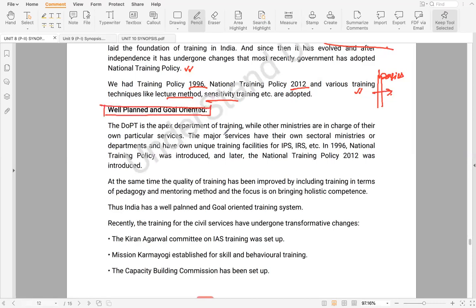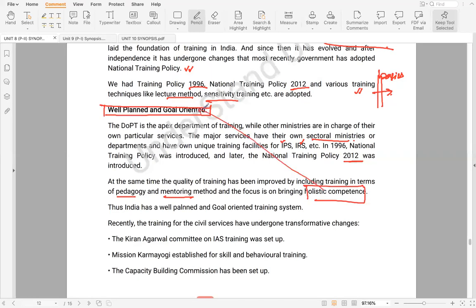The DOPT is the apex department of training, while other ministries are in charge of their own particular services. The major services have their own sectoral ministries or departments and have unique training facilities for IPS, IRS, etc. In 1996, the National Training Policy, and later 2012. At the same time, the quality of training has been improved by including training in terms of pedagogy and mentoring methods, and the focus is on bringing holistic competence.